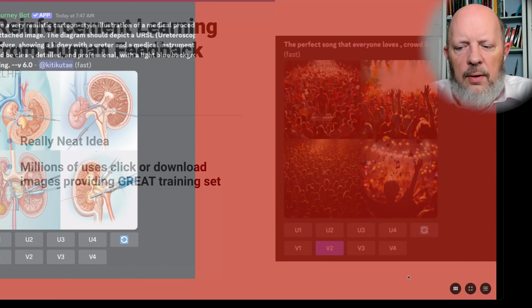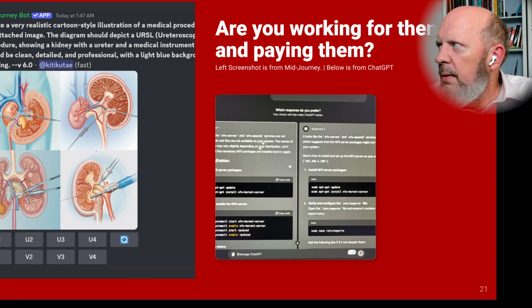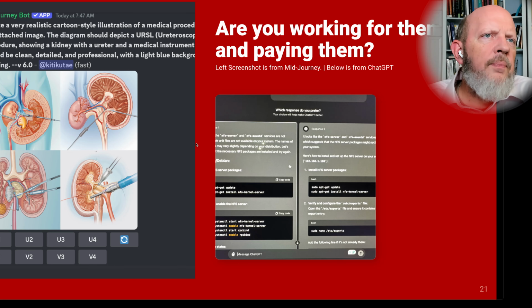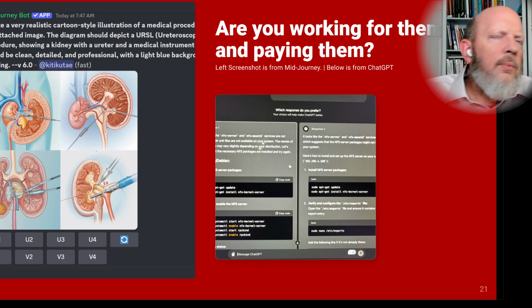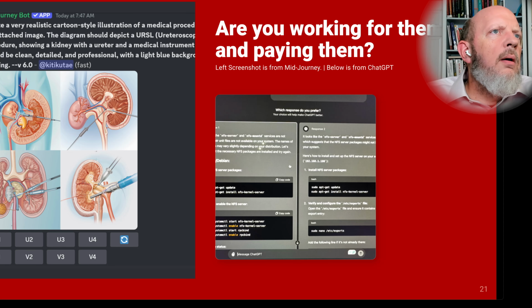I was getting ready for speaking at a medical conference, Nevada Academy of Family Physicians. This was an example I showed. Right before, maybe a day or two before my talk, a provider or doctor put this in: a very realistic cartoon style illustration of a medical procedure. The diagram should depict a URSL showing a kidney with a ureter, and a medical instrument, should be clean, detailed, professional with a light blue background, labeling version 6.